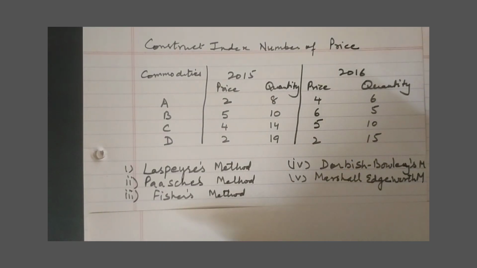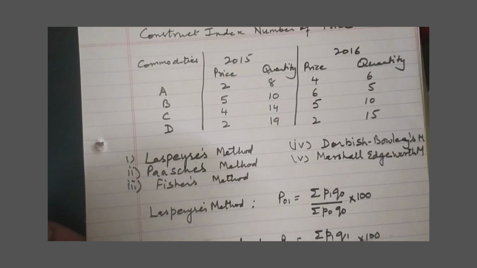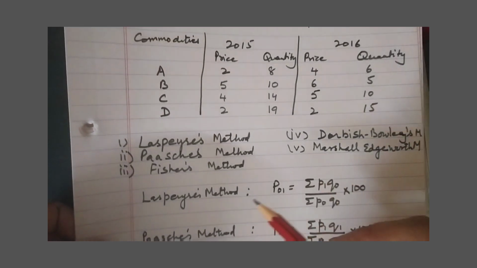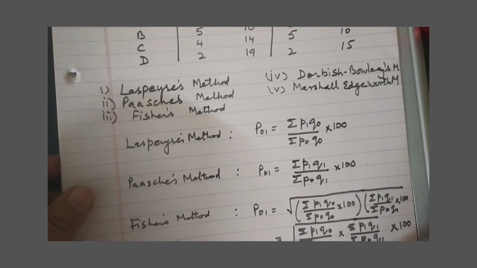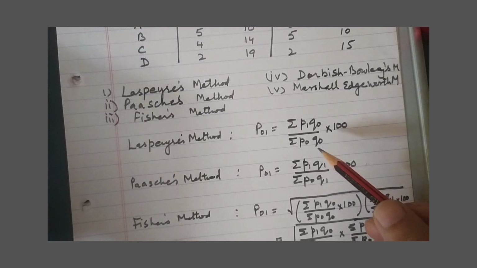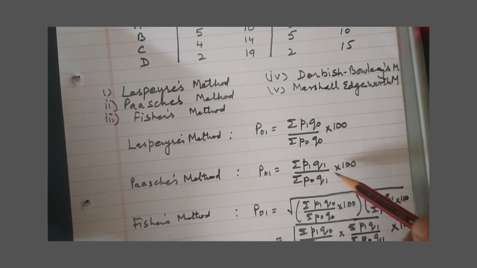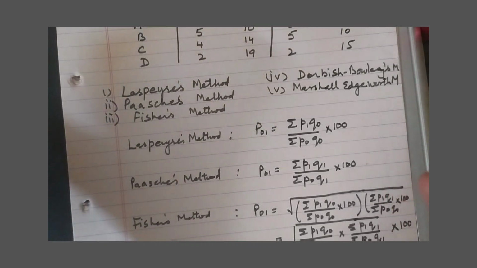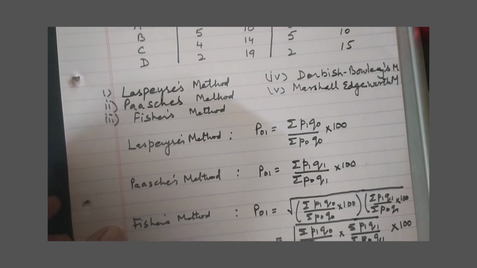Namaskar students, let us learn how to construct the index number of price for this data using these methods: Laspeyres' method, Paasche's method, Fisher's method, Dorbish-Bowley's method and Marshall-Edgeworth method. Now students, first of all, I have written all the formulas, and in the formulas I find that I have to know the value of P0, P1, Q0 and Q1.